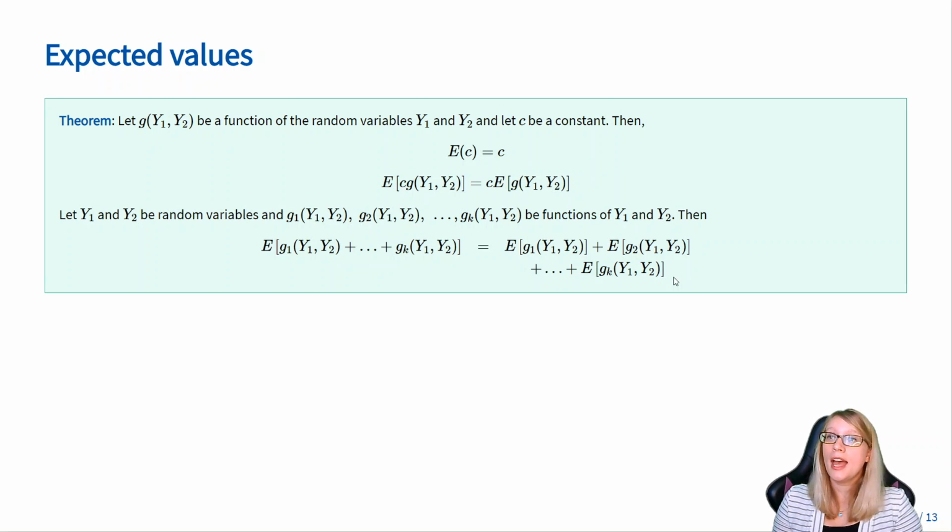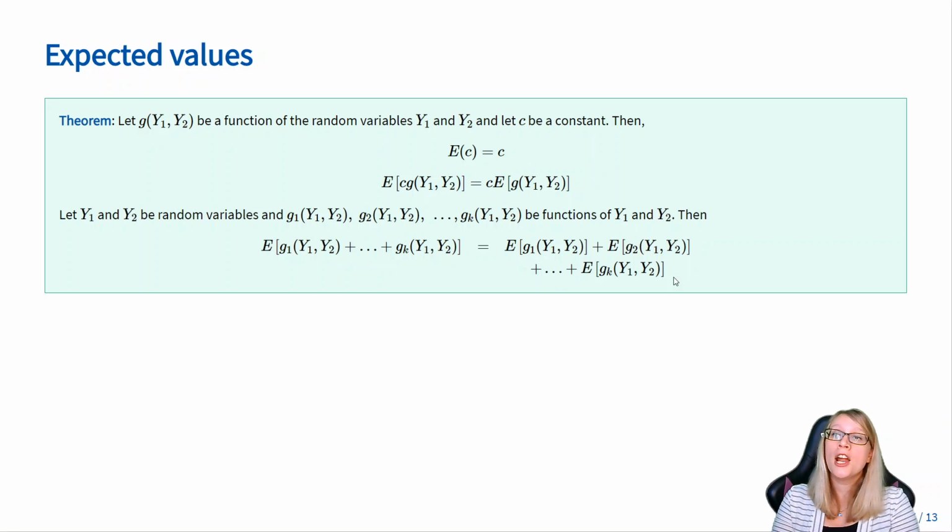So let's take a look at some theorems or results here. So let's let g of y1 and y2 be a function of random variables y1 and y2, and let c be a constant. The expected value of that constant is still c, so we haven't changed anything there. The expected value of c times the function is c times the expected value of the function. So we can again pull constants to the front of our expected value calculation.